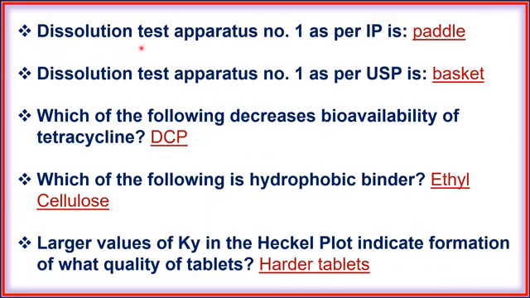Next, dissolution test apparatus number 1 as per IP is paddle. Next, dissolution test apparatus number 1 as per USP is basket. Next, which of the following decreases the bioavailability of tetracycline? DCP. Next, which of the following is hydrophobic binder? Ethyl cellulose. Next, larger value of Ky in the Heckel plot indicate formation of what quality of tablet? Harder tablets.